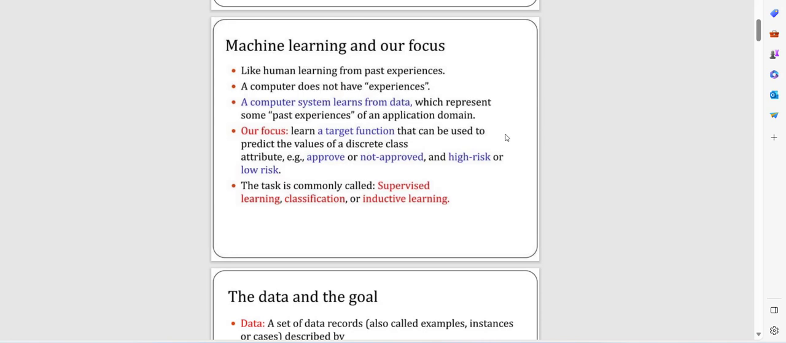Our main focus is to learn a target function that can be used to predict the values of discrete class attributes, such as approved or not approved loans, and high risk or low risk patients. The task is commonly called supervised learning, classification, or inductive learning. So what is the difference between supervised and unsupervised machine learning?